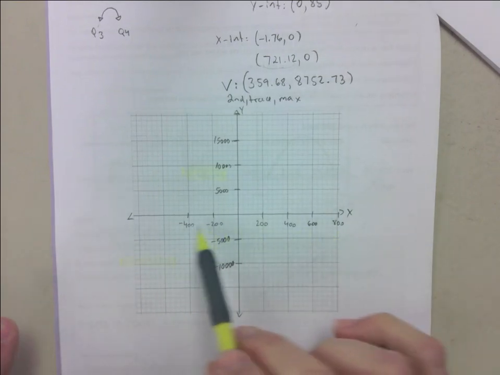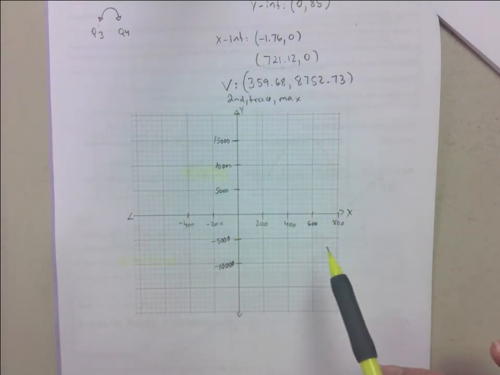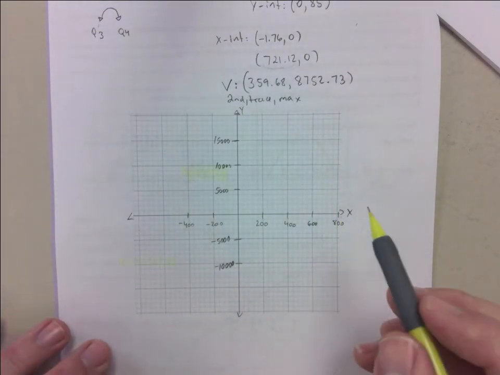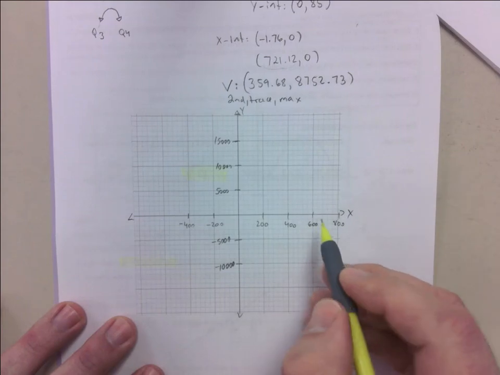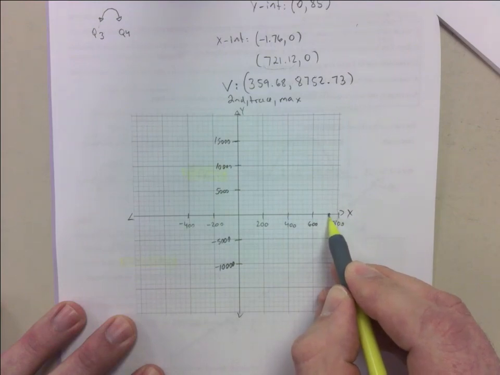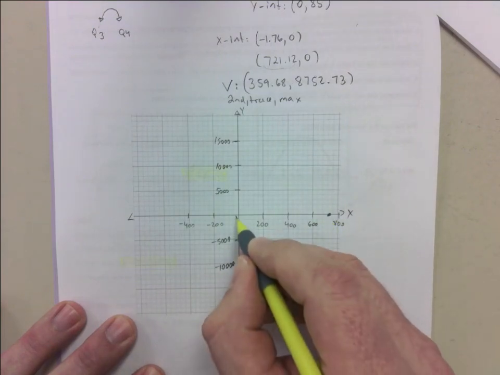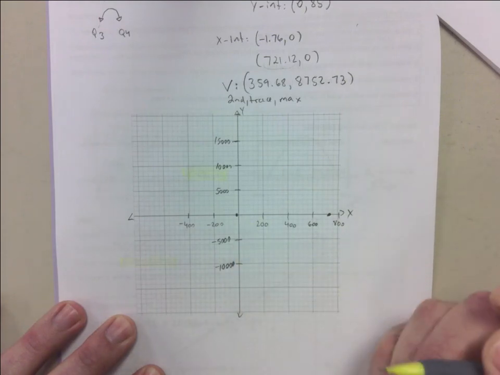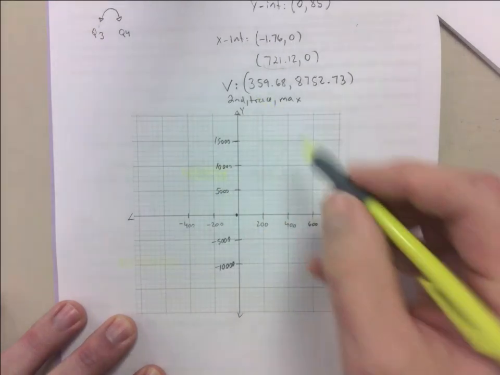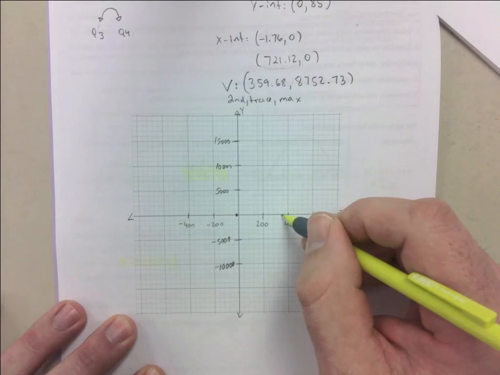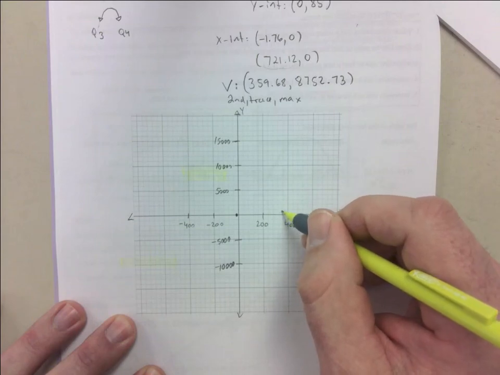Is it okay to have a different scale on the y-axis compared to the x-axis? Yes, as long as it's consistent. So let's plot. 721, this is 700, 750, so 721 is right about there. Negative 1.76 is very close to the origin. I'm going to try not to touch the origin. 359, this is 300, this is 350, 360 is right about there.